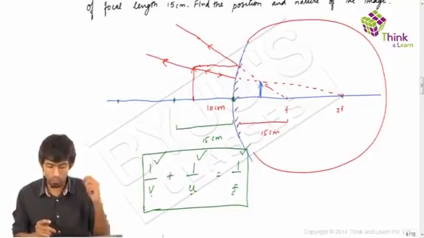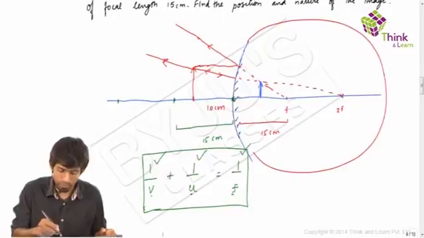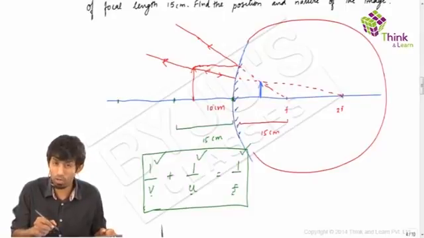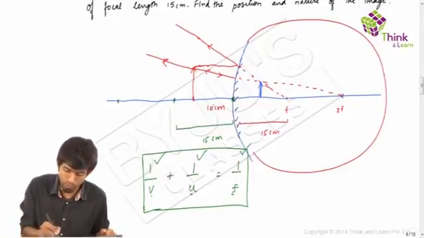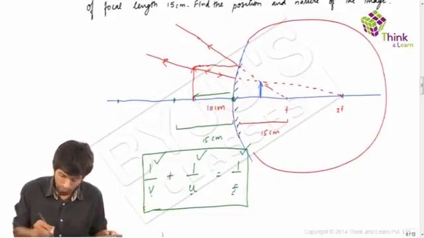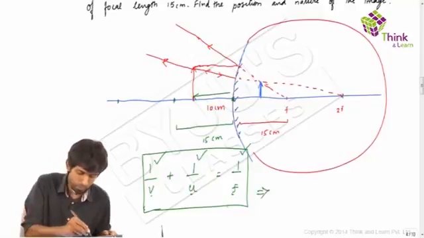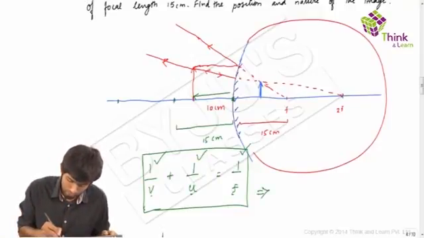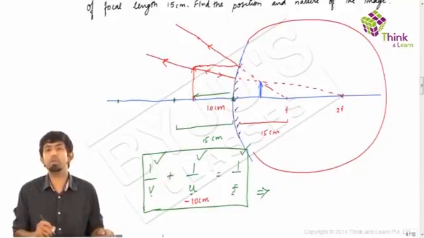So in this case, what is going to be our U? 10 centimeters? That's right, minus 10 centimeters, because it's towards the left of our convex mirror. So if we put our values here, this U becomes minus 10 centimeters. And what's our F going to be?